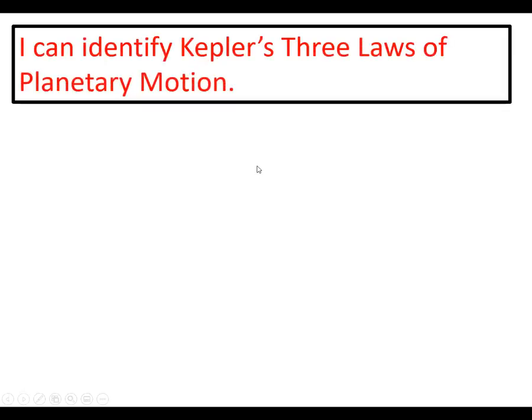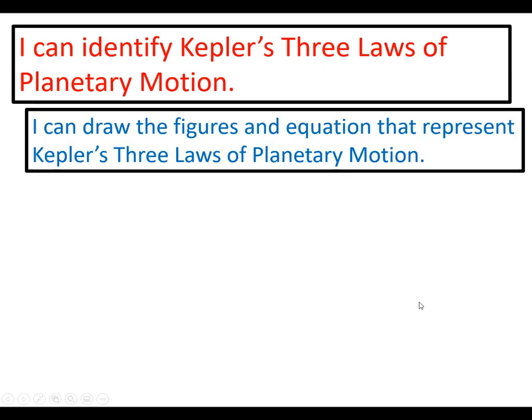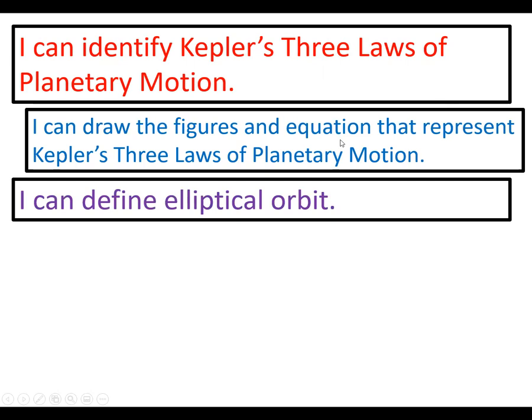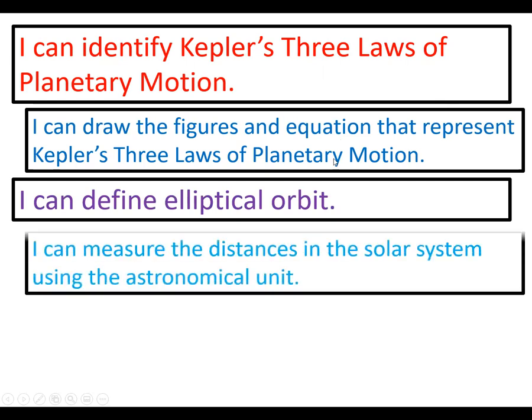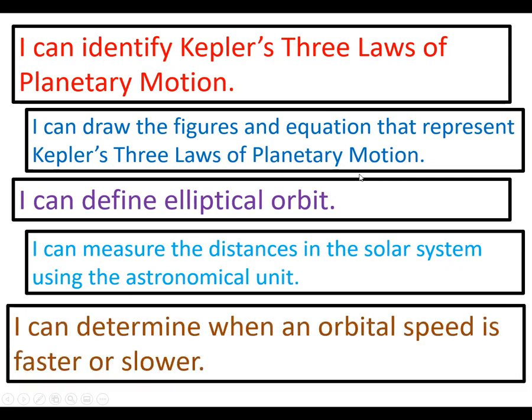With this lesson, we aim to achieve the following competencies. The first one, I can identify Kepler's three laws of planetary motion. The second one, I can draw the figures and equation that represent Kepler's three laws of planetary motion. Third, I can define elliptical orbit. Fourth, I can measure the distances in the solar system using the astronomical unit. And lastly, I can determine when an orbital speed is faster or slower.